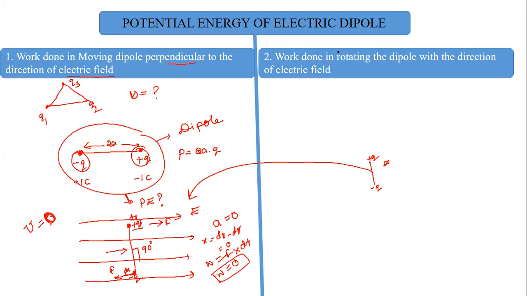So next, second case. What is the second case? The second case is the work done in rotating the dipole, work done in rotating the dipole with the direction of electric field.